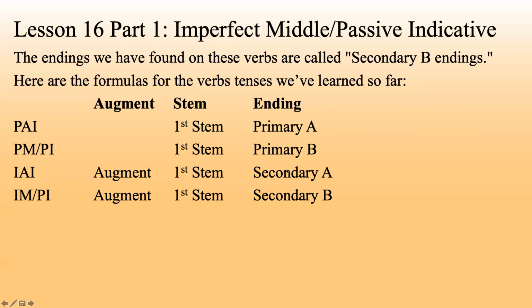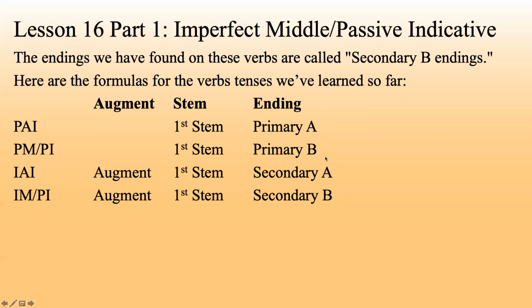But an augment and secondary endings go together, and both of them go together with the concept of a past tense. So the imperfect tense is a past tense, so it has an augment and it has secondary endings. The aorist, which we'll learn about in lesson 5 or 6 in Greek 2, is a past tense, so it has an augment and it has secondary endings. Now, if we look here at which have A's and which have B's, actives have A endings, middles and passives have B endings. There will be one major exception to this that we won't learn until about halfway through Greek 2, but that is the main rule of thumb. Actives are A, middles and passives are B's.